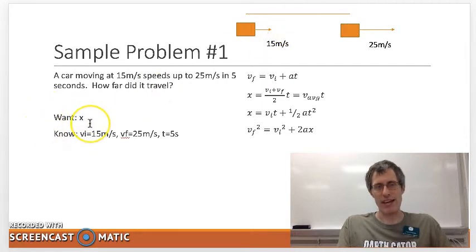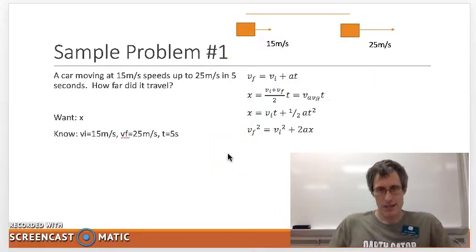I want to find x, the distance. I write down what I know. The initial velocity is 15, final velocity is 25, and the time is 5 seconds. Now I consult my list of equations right here, and I need to pick one that's going to work for me.